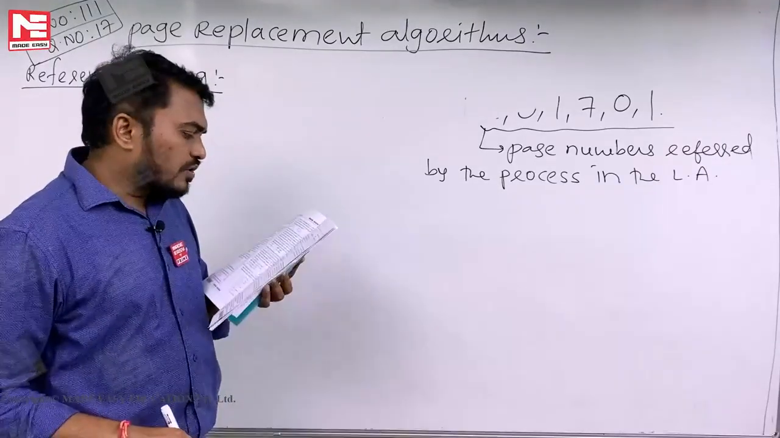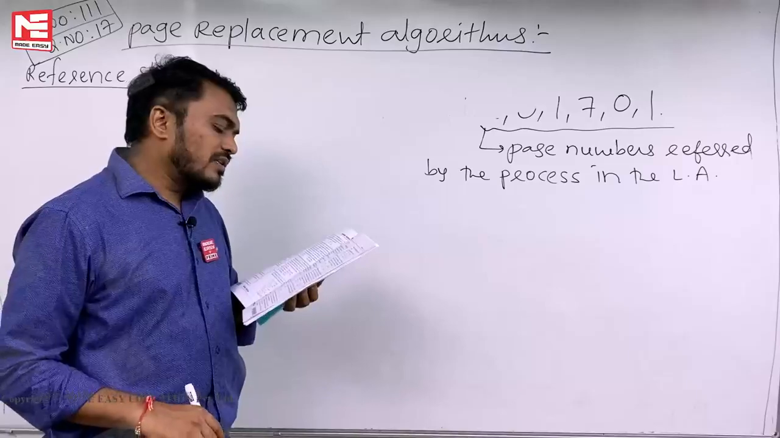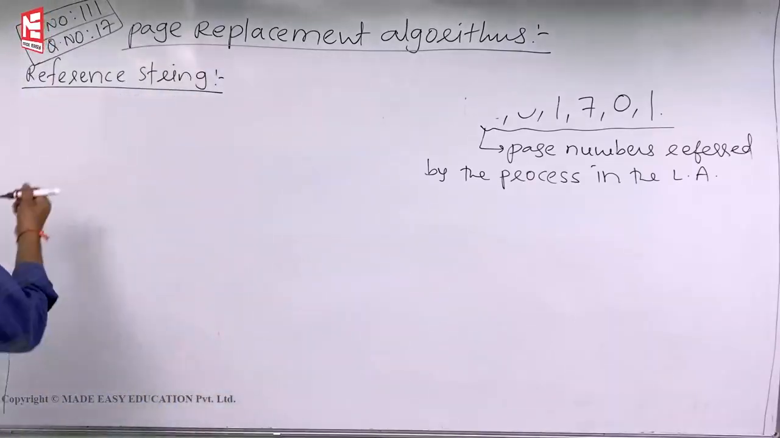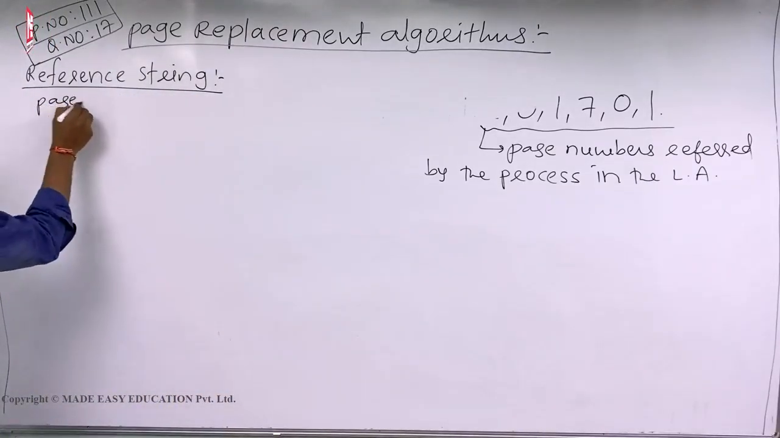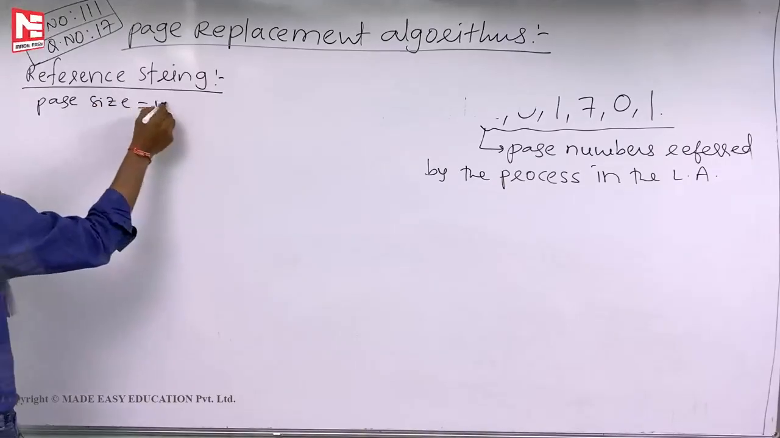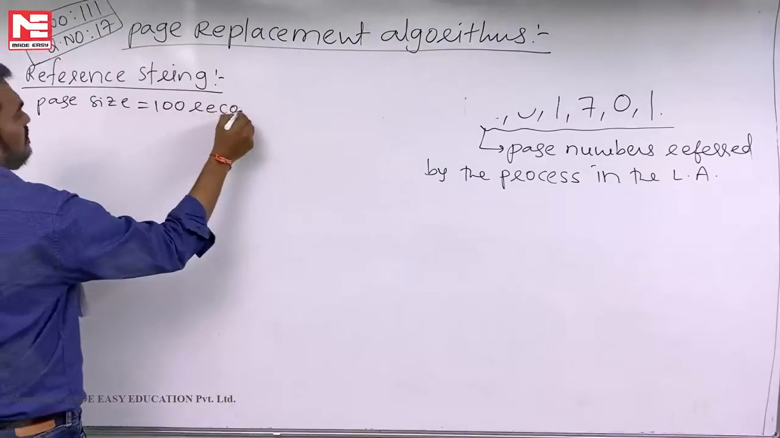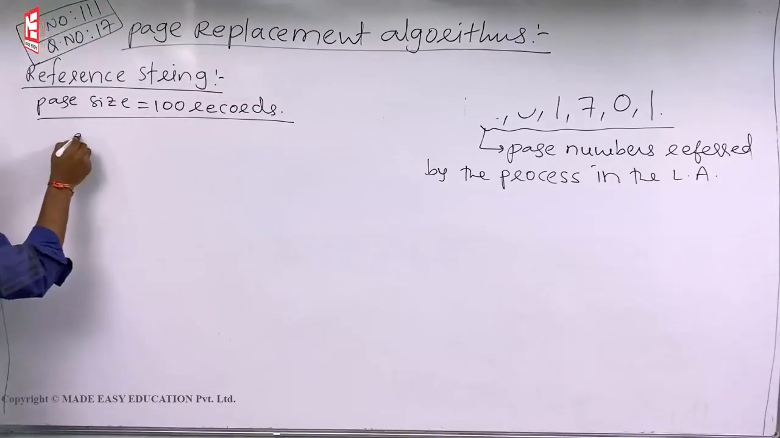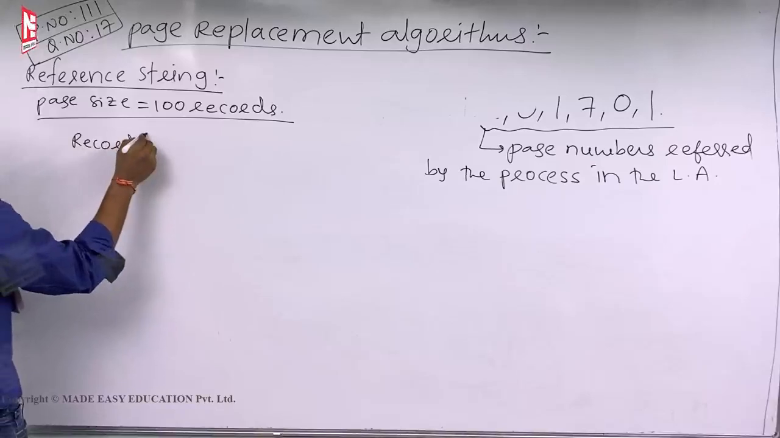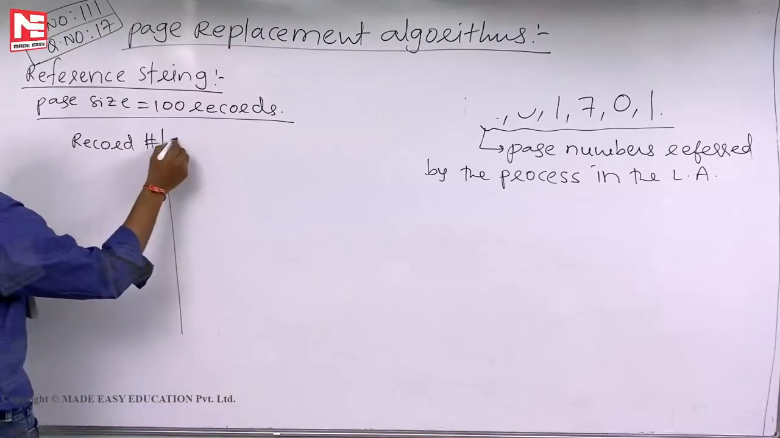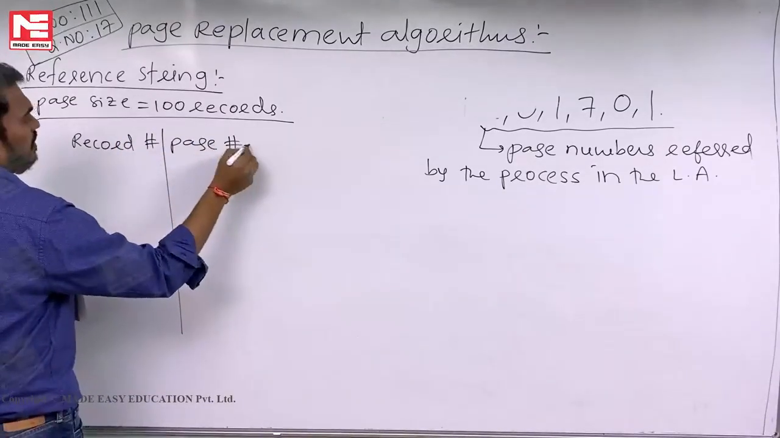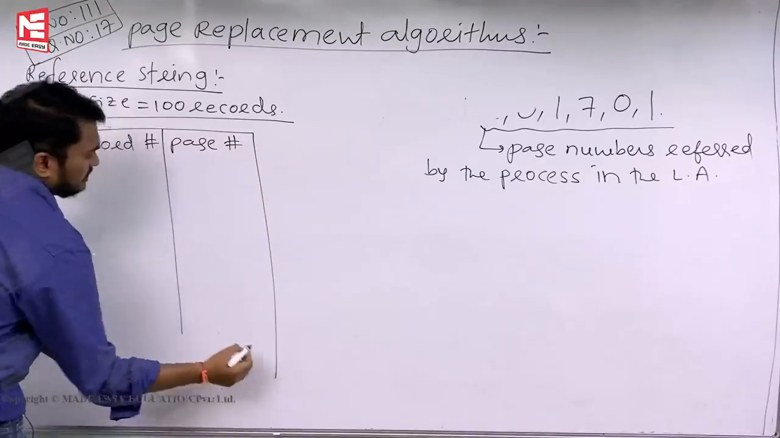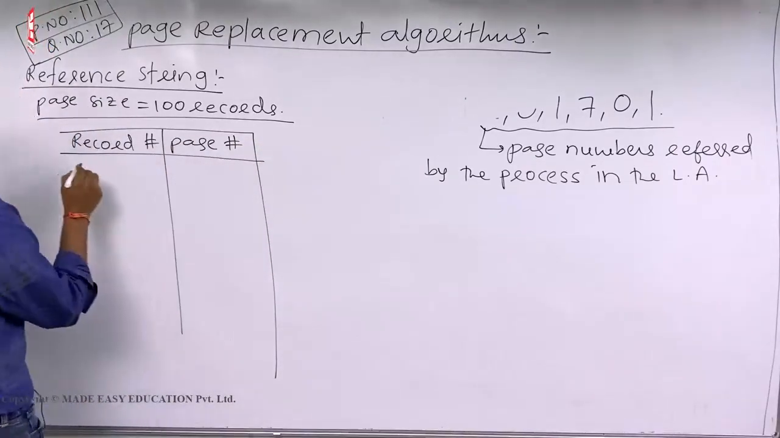And next, in the question, what is said? Every page is having 100 records. Look at here. So page size, let's say 100 records. So every page is having 100 records. So first you make the table here: record number and corresponding page number.